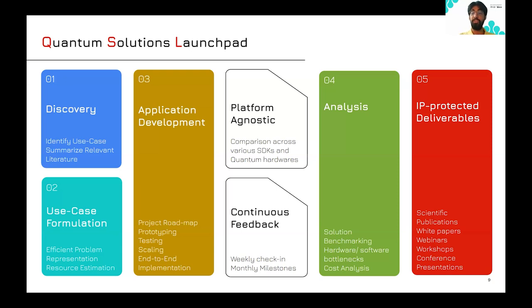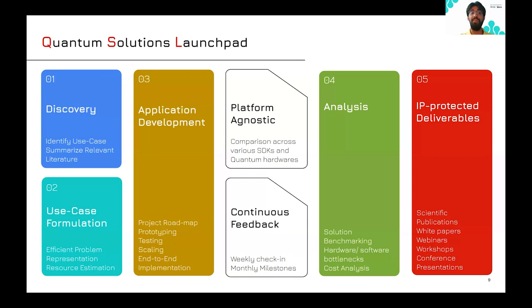We understand all of those were tough questions, and that is why we started QSL, Quantum Solutions Launchpad, where our mission is to help you answer all of these questions in a step-by-step manner and accelerate your journey in quantum applications. So you start with a very fundamental discovery process and use case formulation, where we work with different industries from the corporate world and different national labs across the globe in understanding what is the exact problem which even requires a quantum computing framework.